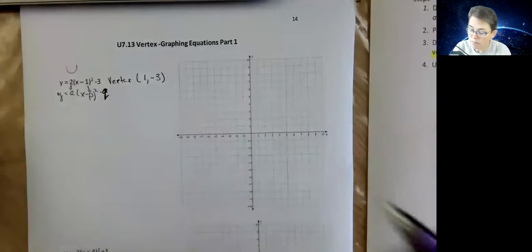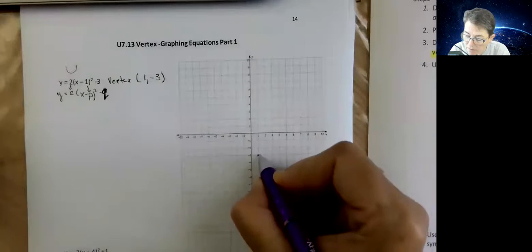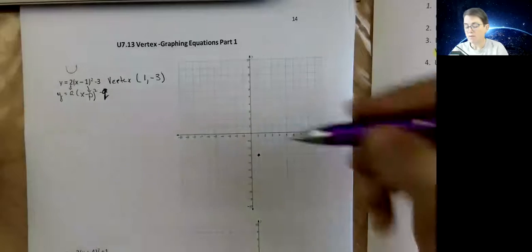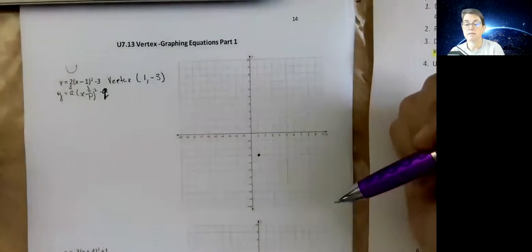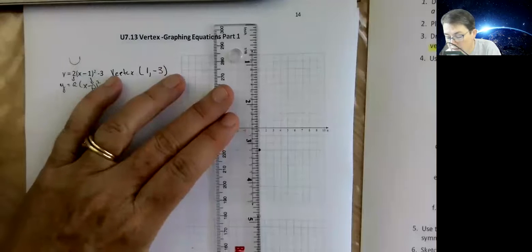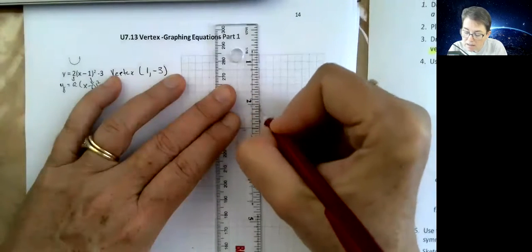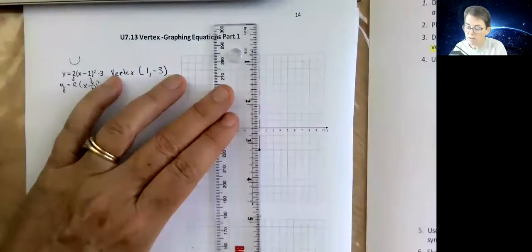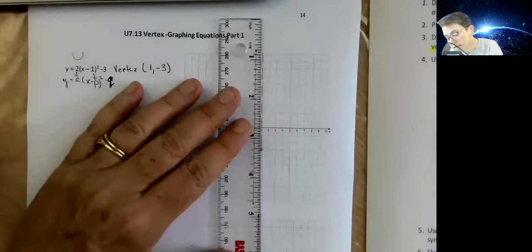So step 2, plot the vertex: 1 over and 3 down. I already know my parabola is going to be shaped something like that. Step 3 says draw in the axis of symmetry. The axis of symmetry is always a vertical line, and it's always going to go through our vertex. I can draw it longer, it doesn't really matter.